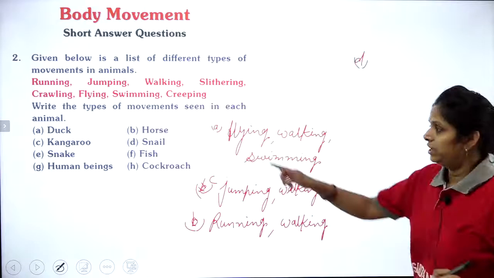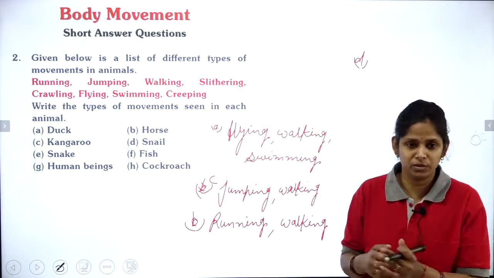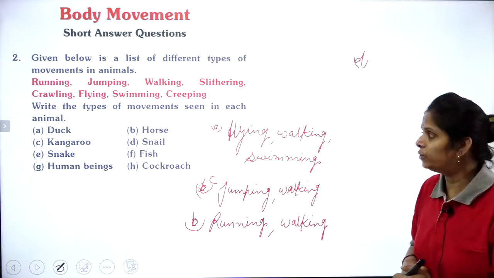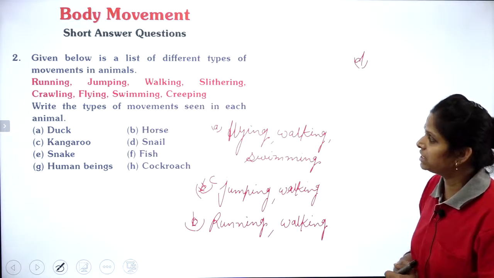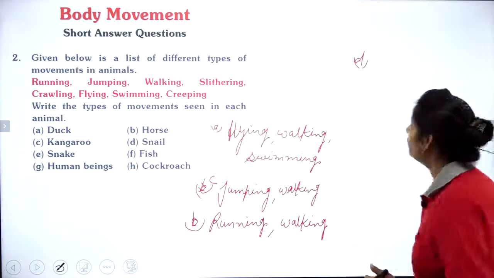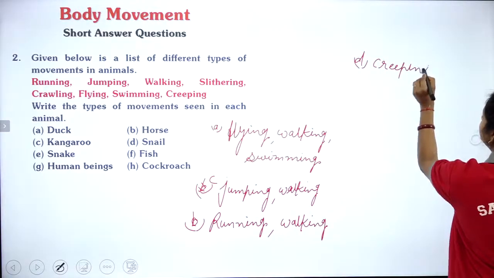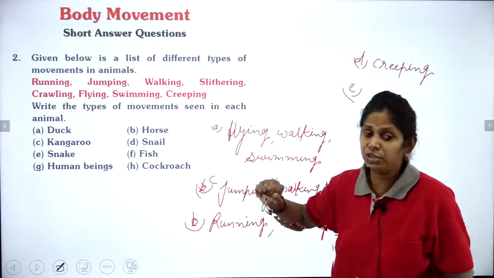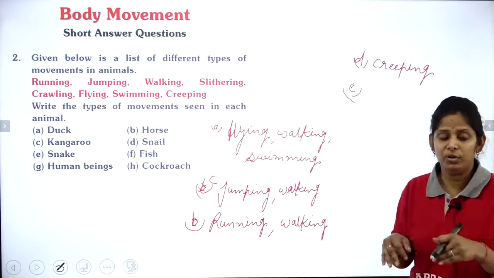Okay, then for E option is snake. Which type of movement can be seen? You know, snake uses its whole body for movement, and this movement is called slithering. So for this we will write down here slithering. Okay, now we'll talk about F option, fish. Which type of movement can be seen? I think you know very well. Swimming, they always only swim in the water. So you have to write down here swimming.